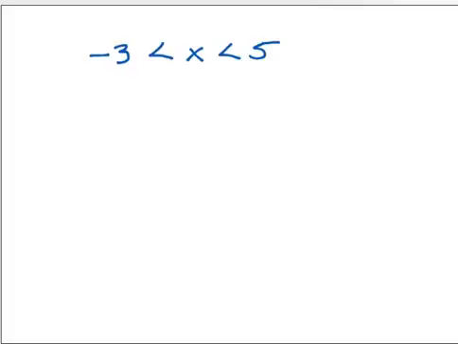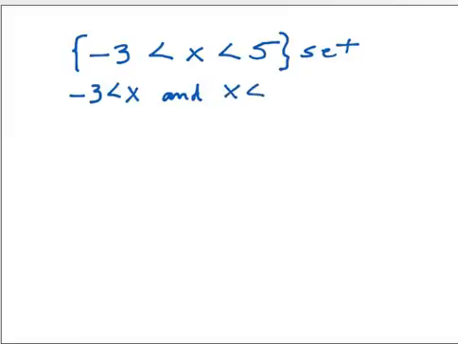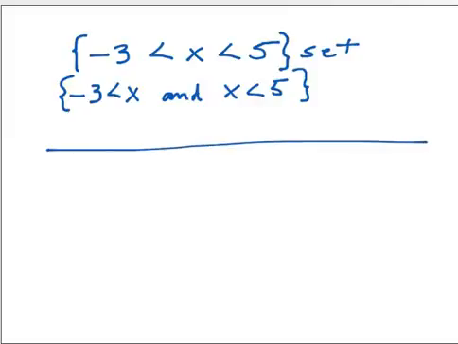And this is set notation. There's also some folks who like to go ahead and break them apart so that they can see them more clearly, which means negative 3 is less than x, and x is less than 5, and we are still in set notation.